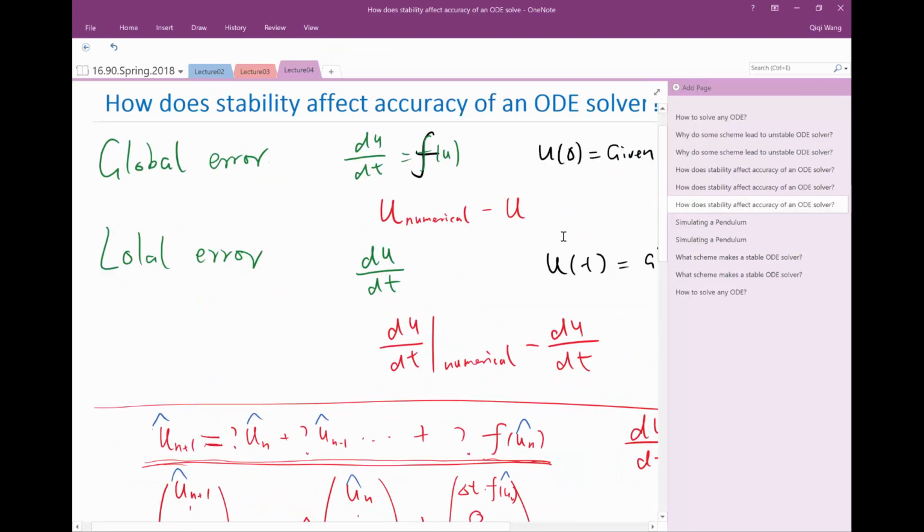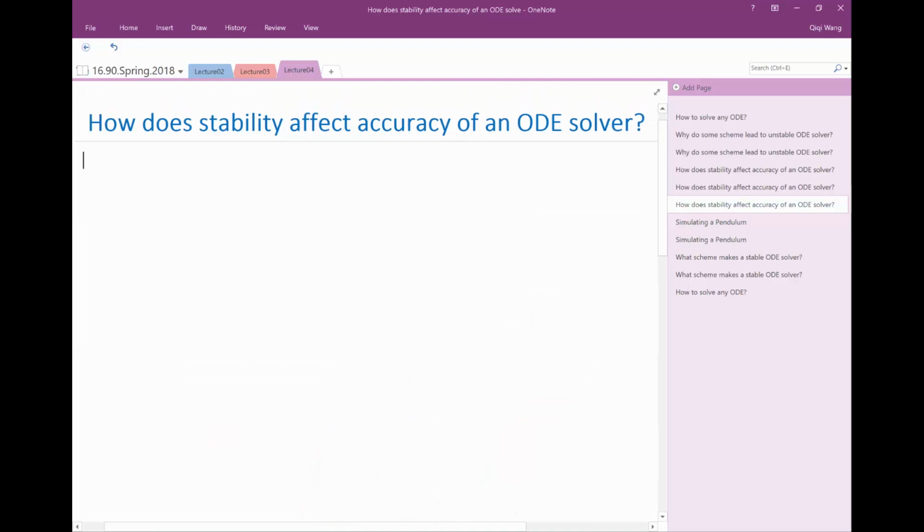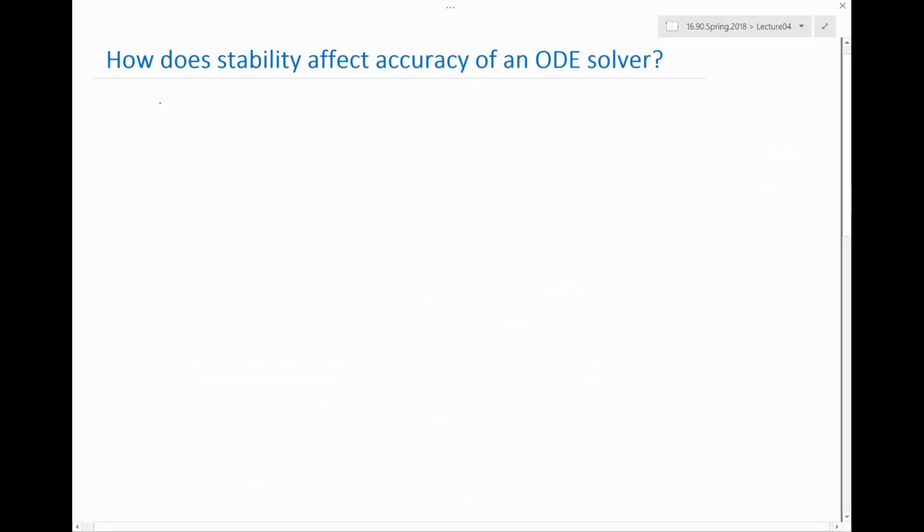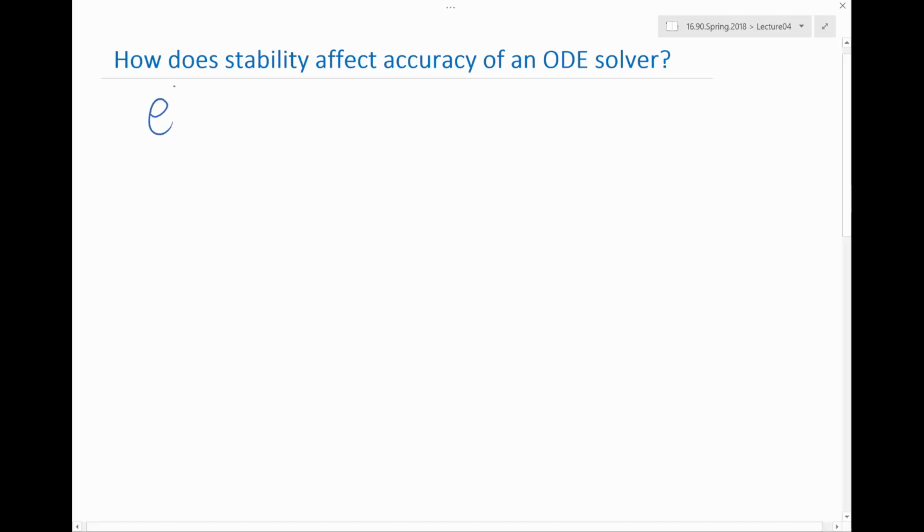Let me just delete all the stuff in here. Okay. Again, let me write down. So my error at n plus 1, that's for forward Euler only, is equal to e at step n plus my df du times en times delta t plus O(delta t squared), right? So that's for one step.